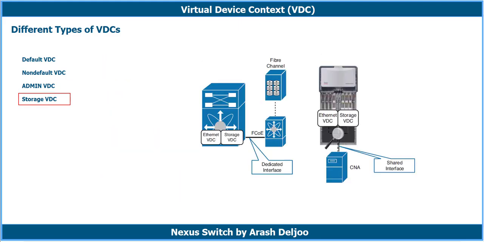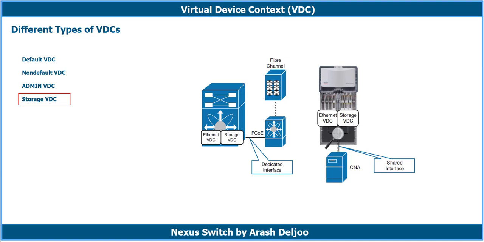The next VDC type is the storage VDC. The storage VDC is a non-default VDC that helps maintain the operation model when the customer has a LAN admin and also a SAN admin. The storage VDC relies on the FCoE license and doesn't need a VDC license. The storage VDC counts toward the total number of VDCs. We can create only one storage VDC on the physical device.